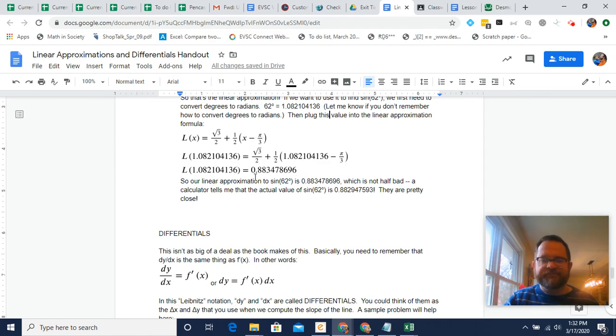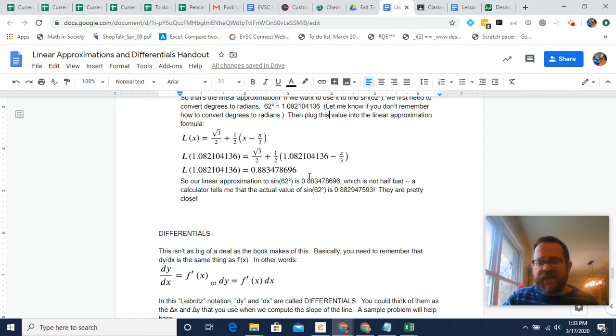0.88347, and it keeps going. Turns out that's not half bad. I went over to a calculator and actually plugged in sine of 62 degrees, and I got 0.8829. Okay, well, it's close to like 1 part in 1,000. I mean, that's actually pretty darn close right there. So this was a slick trick.